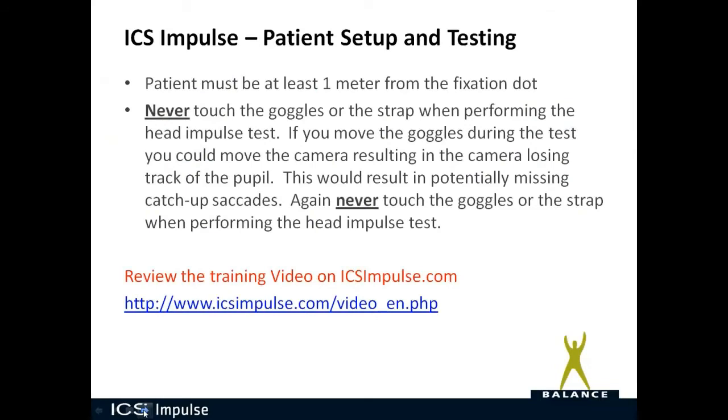Now let's talk about patient setup and testing. The patient must be at least 1 meter from the fixation dot. Why is that? Having a very close target activates convergence. The eyes have to cross in order to look at the dot.